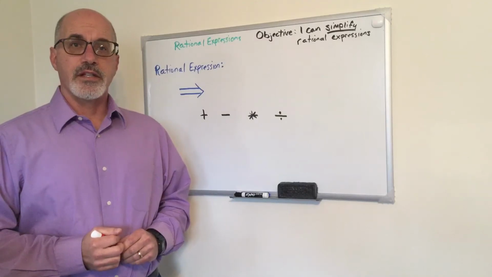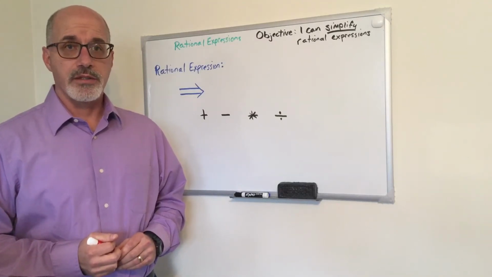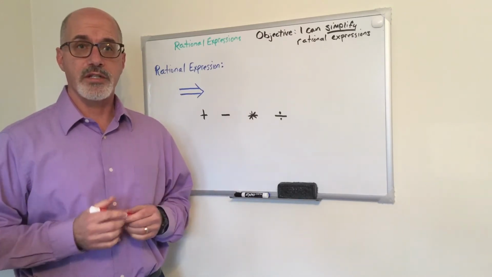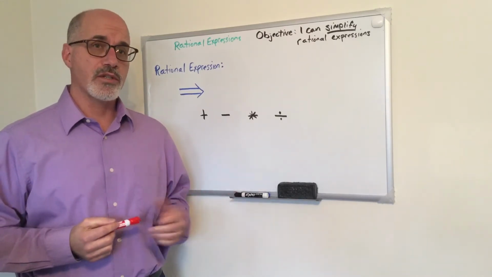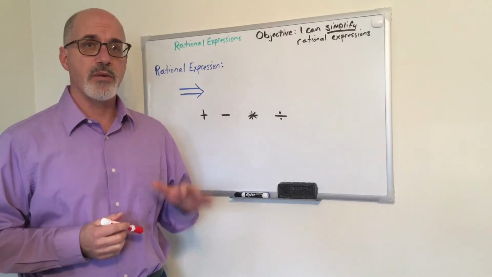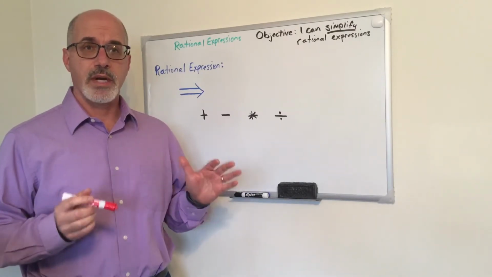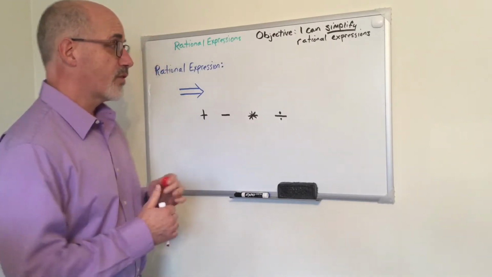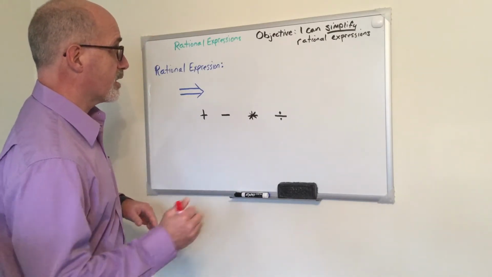This lesson is on simplifying rational expressions. We're going to start by just talking about how we do it with different operations, and in a later lesson we'll get to addition and subtraction, but today we'll talk about simplifying rational expressions and then what happens when we multiply and divide them. So first of all, let's talk about what a rational expression is.